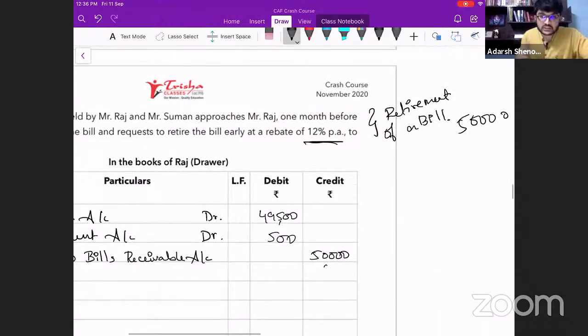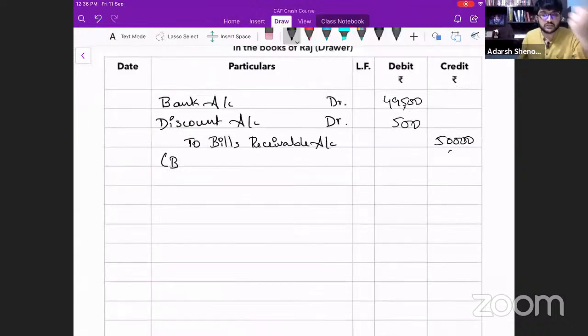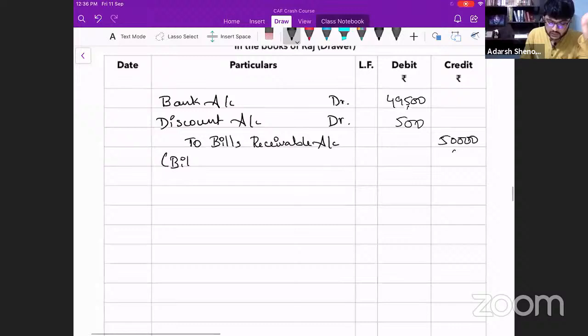So when we're discussing this question, if you've noticed, we have discussed discounting, we have discussed early pay, the noting charges, we have discussed endorsement, we have discussed dishonor of an endorsed bill, dishonor of a discounted bill, we have discussed now retirement of a bill. So everything what is possible under the scenarios has been discussed over here.